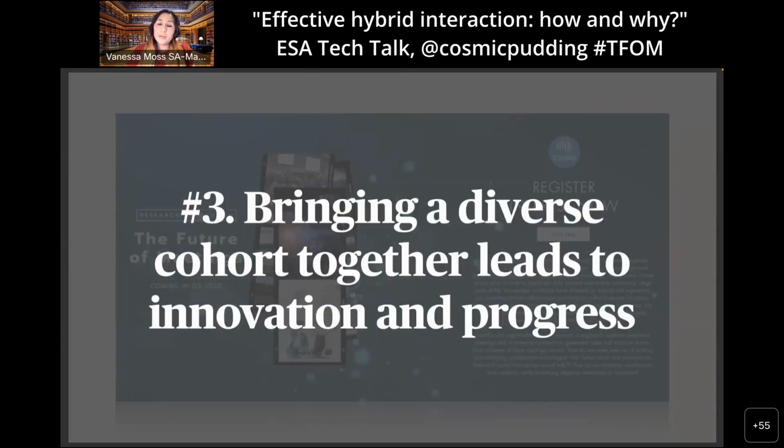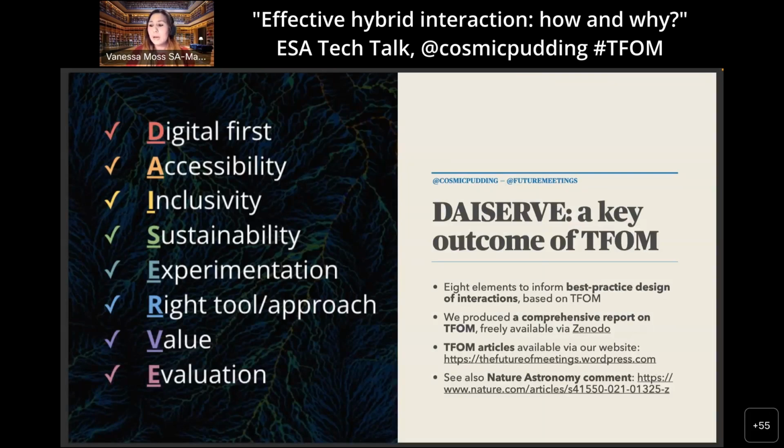And what we found through that was that, when we brought together this cross-disciplinary group, both for the speakers and the organizing committee, we actually made a lot of innovation and progress in a short amount of time, specifically because we emphasized diversity across all of the different elements we could. So that was something quite interesting that came out of TFOM. We treated it as a meta experiment.